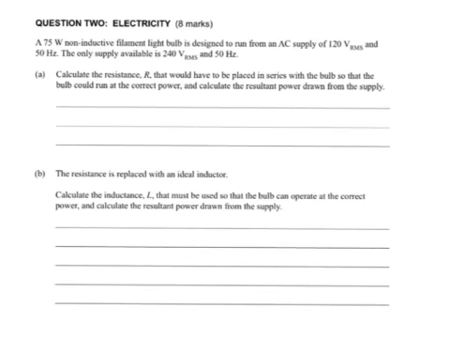Question 2 on electricity. We have a 75 watt non-inductive filament light bulb, and the non-inductive part means that despite all of the small coils of wire wound up in the filament, it's not an inductor, even though an inductor is a coil of wire, so we don't need to worry about that part of it. So this non-inductive filament light bulb is designed to run from an AC supply of 120 volts RMS.